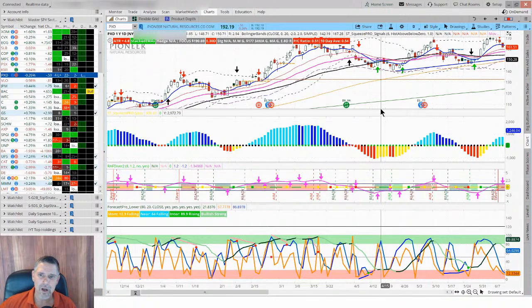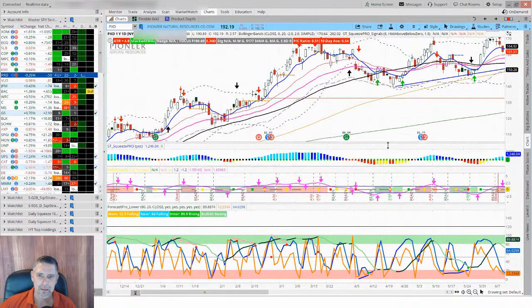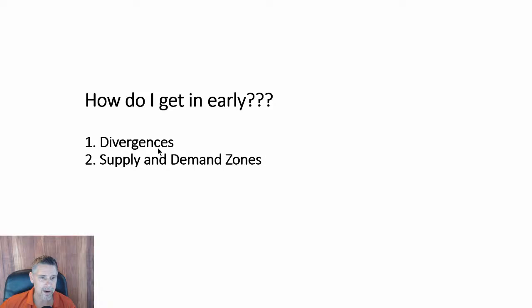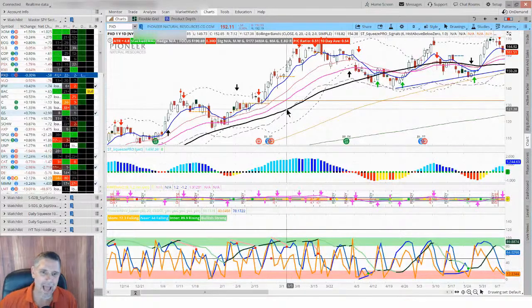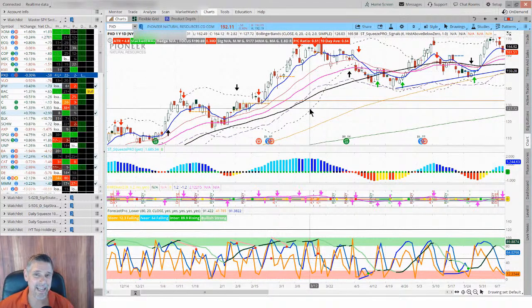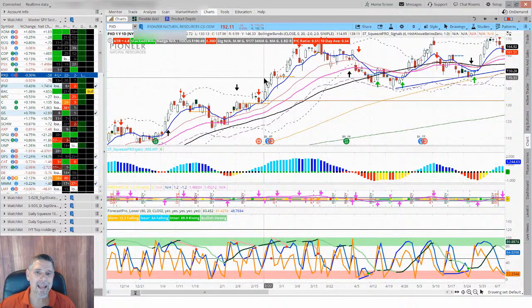So the next thing that I talked about was supply and demand zones. Let's just go back to the presentation and make sure that we got it. Let me move this over here. Y'all can't see, but I got it on the screen. Right here, supply and demand zone. So what am I talking about, and how can we use this to get in early? So some of you might know these as support and resistance. Demand is support, supply is resistance.